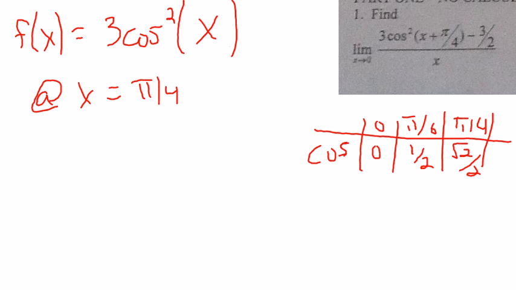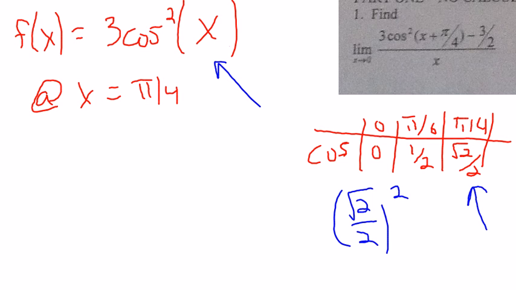Notice if I plug in pi over 4 right here, then I get the cosine is this. So I've got root 2 over 2 squared. What I want to do is figure out if that 3 over 2 right here is what I get when I plug in pi over 4 to this function. If it is, then I know this is the definition of the derivative for the function at pi over 4.